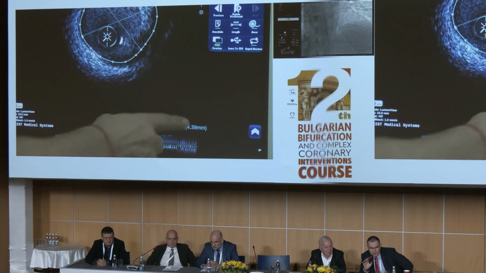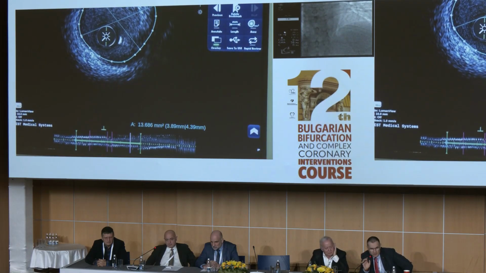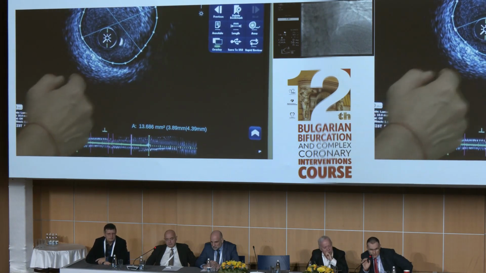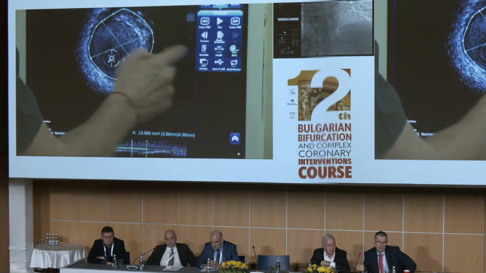Can we measure the lumen? The maximal diameter is 4.39. Yes, but this is media to media. Can we measure the lumen, excluding the plaque?